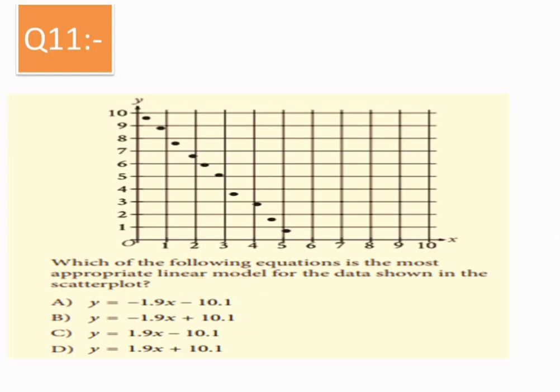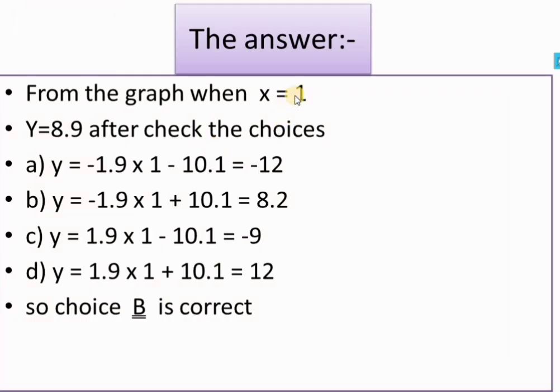And here are the steps, my friend. We use x equals 1 and then we calculate the value of y for each case, and the closest to 8.9 is number B, which is the correct answer.